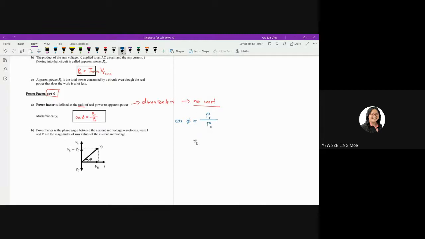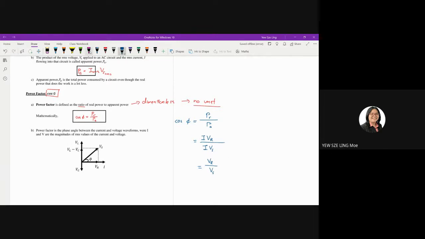PR, we know that it is equal to IVR. They are all RMS here, but I'm just going to write it as I and V, because if I write RMS, the whole thing will become very messy in the derivation. All the things I'm writing here are all RMS values. So PR is IVR. PA is IVS. So you can also use the equation VR over VS to calculate your cos phi.